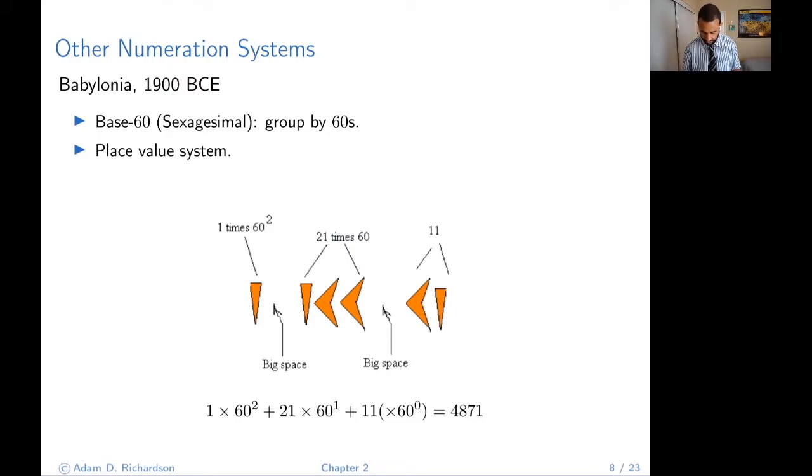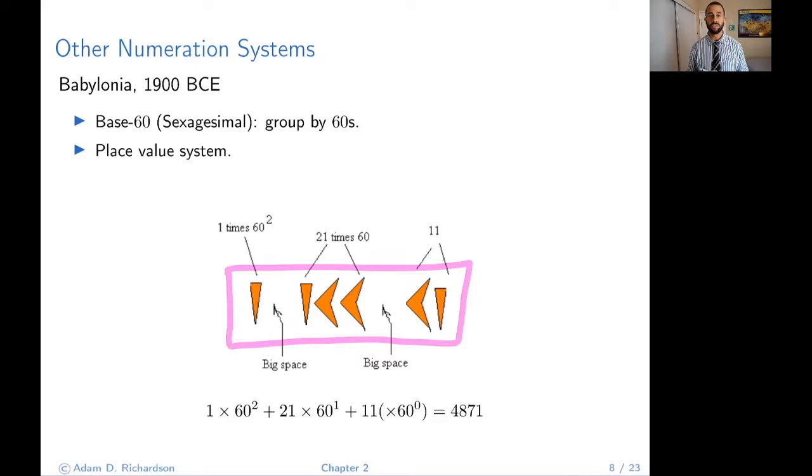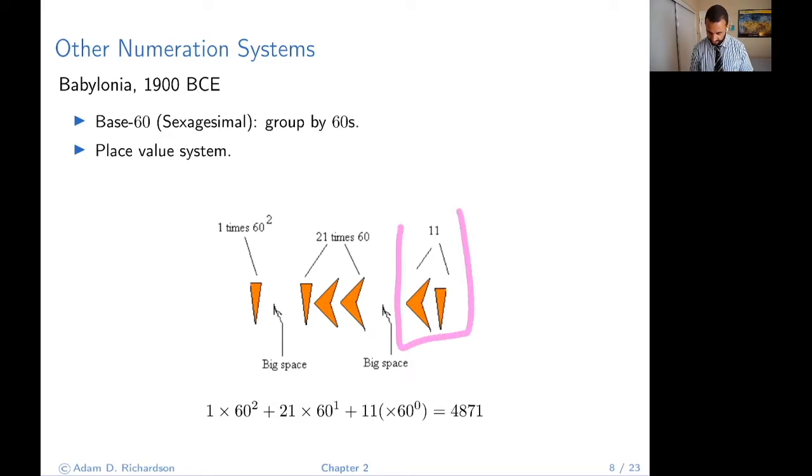So here's an example. Here's how they would write the number 4,871. That is how you write 4,871 in Babylonian. Okay, so let's break it down and see how it compares to our system. First, this bit on the far right represents the quantity 11. Maybe you can see where that comes from if you start comparing it to this next quantity right here. Notice also down here at the bottom, it says big space, big space. We're going to talk about that in a minute.